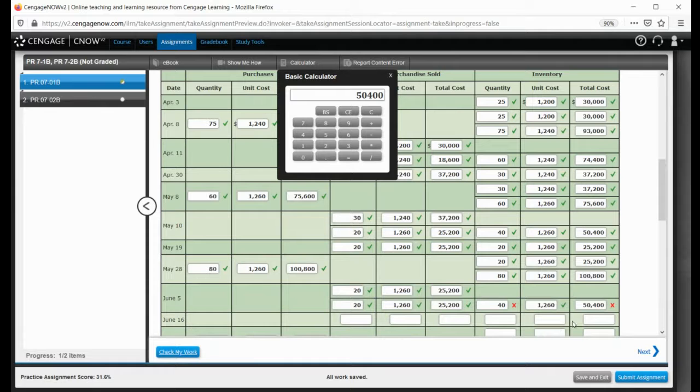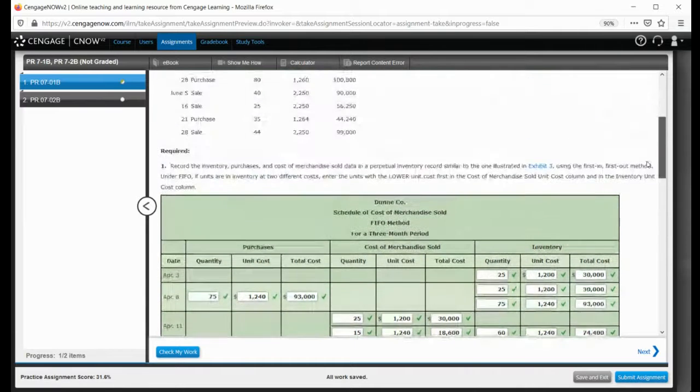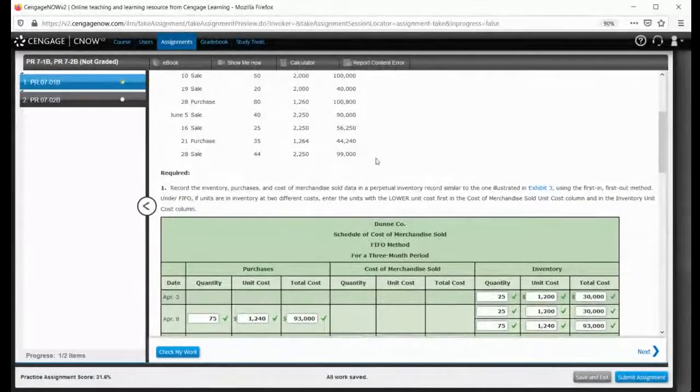That is my end. Uh-oh, I must have subtracted wrong. Let's see here. I had 80 units and I sold 40 units, so it should leave you with 40 units. Let me go back and see if there's something else in here that is wrong. It says I sold 40 units.